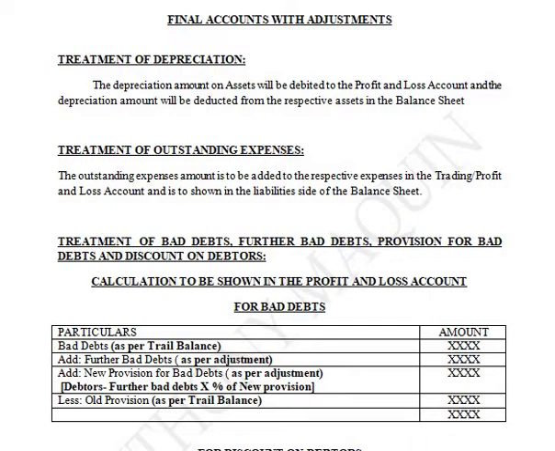Now the second one is the treatment of outstanding expenses. So remember, outstanding expenses will be added to the particular expenses either in the trading or profit and loss account, and the same outstanding expenses will be shown on the liability side of the balance sheet.